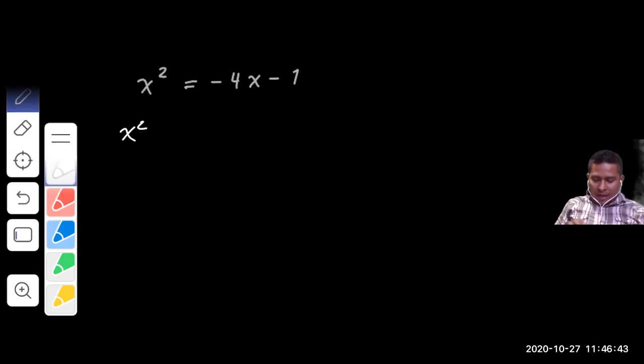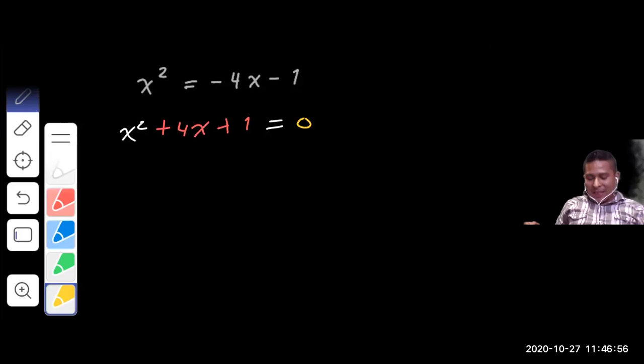Okay, x squared. If I add positive 4 on either side of my equation, this is what I'm gonna get. And positive 4, positive 1, equals what? Equals nothing, which is 0. Thank you very much.